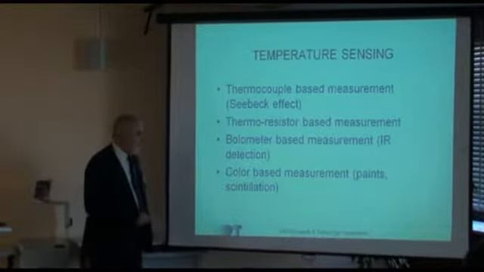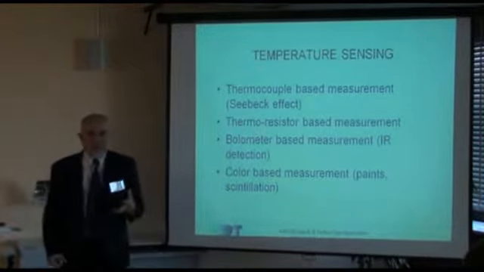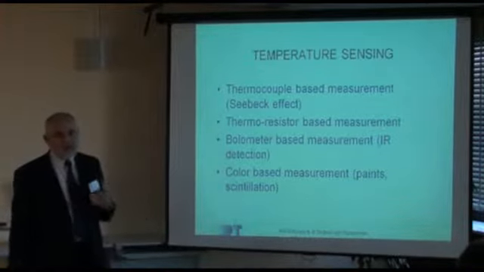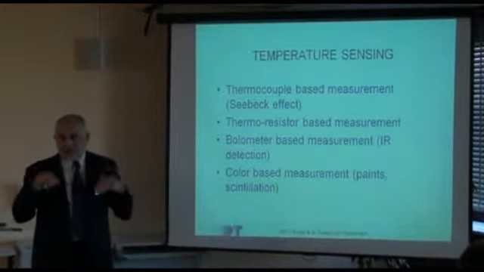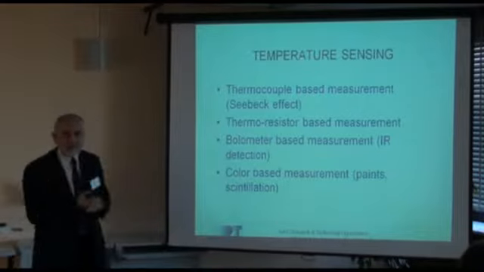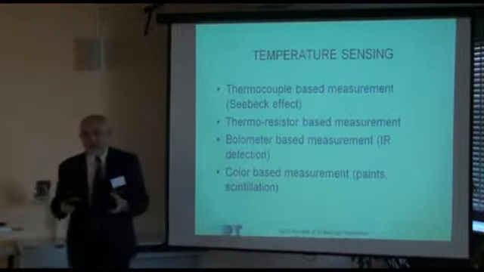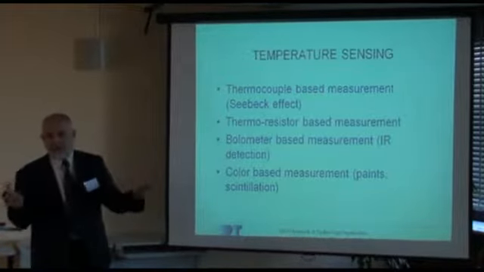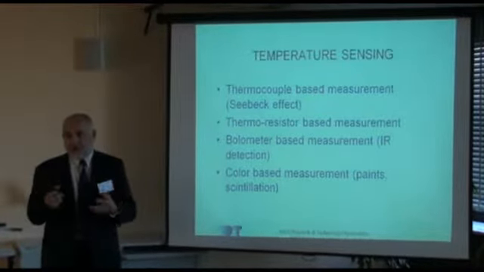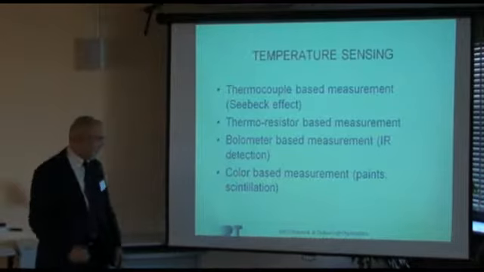Color-based measurements are common in test rigs to detect the peak temperature for a certain type of regime. These paints are applied on a surface, and then according to the color at the end of the test, the peak temperature is mapped somehow.